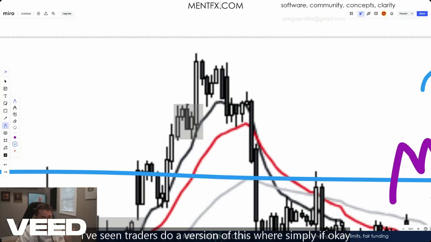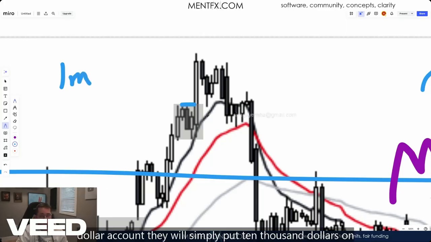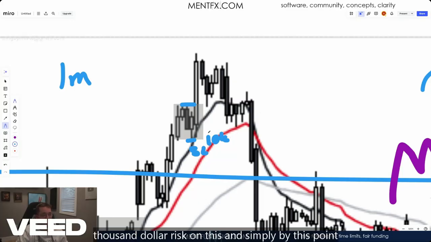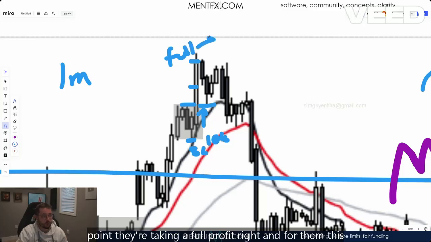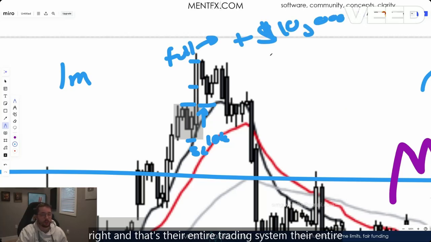I've seen traders do a version of this where, if they're trading for themselves, maybe around a $1 million account, they will simply put $10,000 on a trade with their stop here. They will have a $10,000 risk on this, right? And simply by this point, they've already moved their stop to break even. And by this point, they're taking a full profit. And for them, this is a gain on their account of around $10,000. And that's their entire trading system.